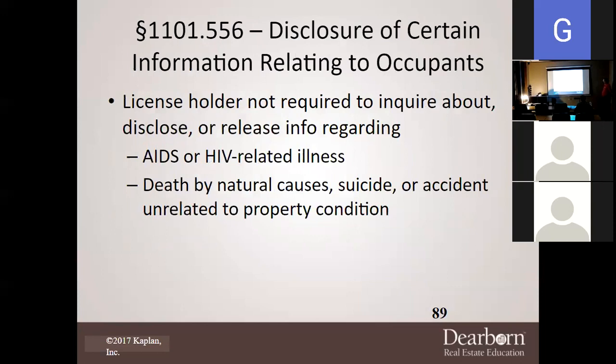There are certain disclosures of certain information relating to occupants. The license holder is not required to inquire, disclose, or release information that deals with AIDS or HIV, death by natural causes, suicide, or accident related to the property condition. Yes, that means that if there was a defect on the property and the person died on the property, you can't tell them. Ain't that nice?